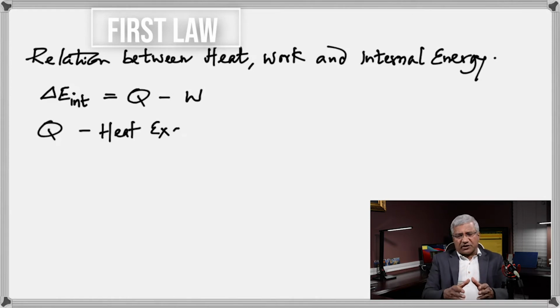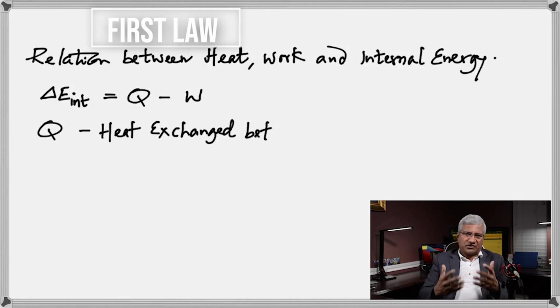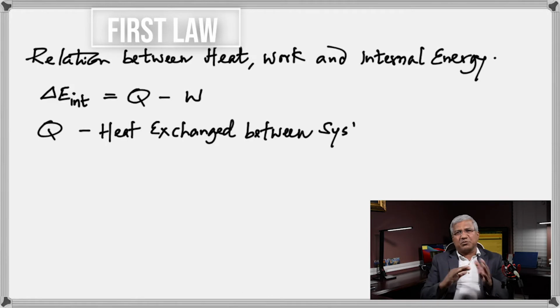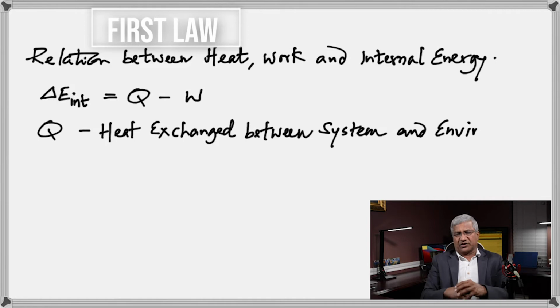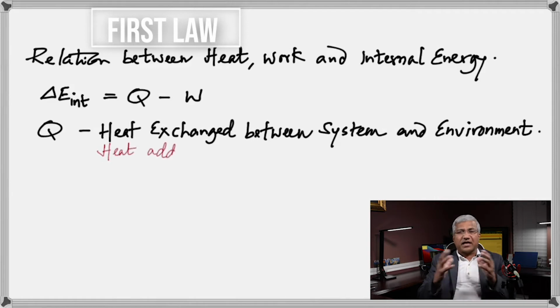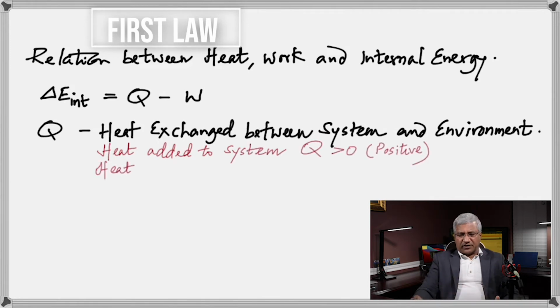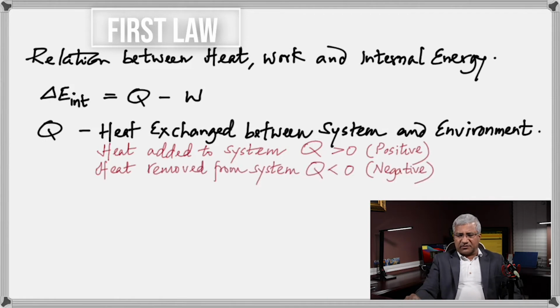So here I'm just telling you that Q is the heat exchanged with the environment or the surroundings. Exchange means heat can go both ways. Heat can either enter the system or leave the system. So it's a heat exchange between the system and its surroundings. If heat enters the system, it's taken as positive. If heat leaves the system, it's taken as negative. So heat entering the system is positive, and heat removed from the system is negative.